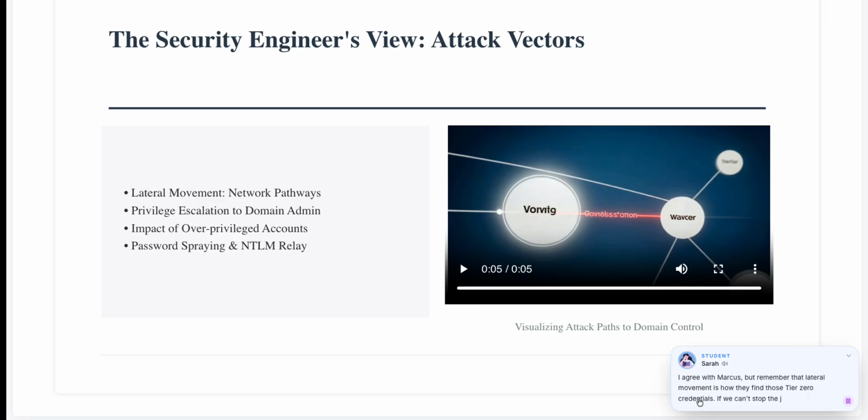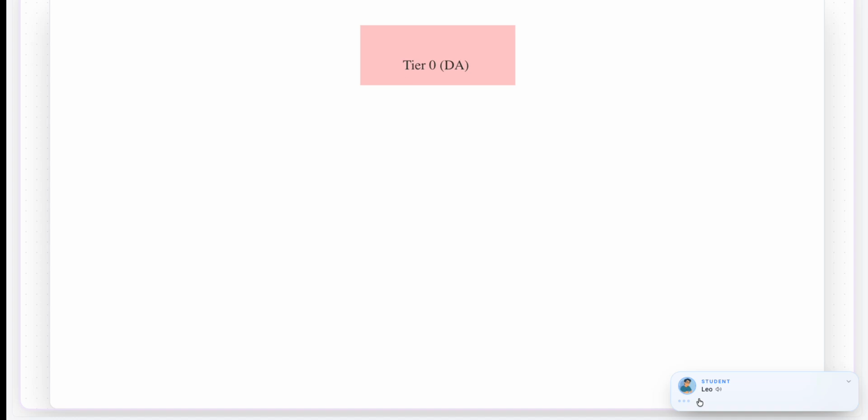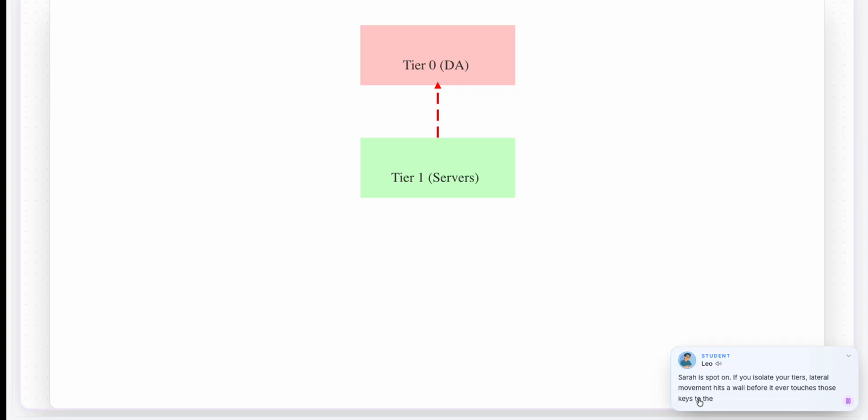I agree with Marcus, but remember that lateral movement is how they find those Tier 0 credentials. If we can't stop the jump, shouldn't we focus on making Tier 0 unreachable from lower tiers? Sarah is spot on. If you isolate your tiers, lateral movement hits a wall before it ever touches those keys to the kingdom.